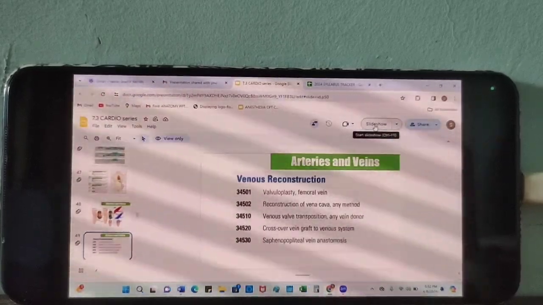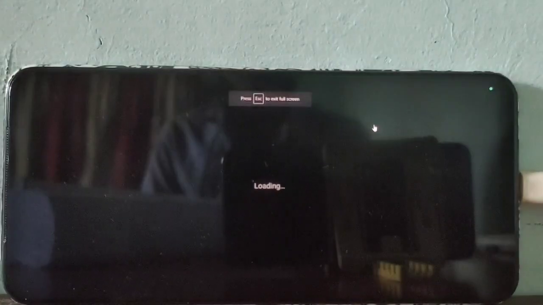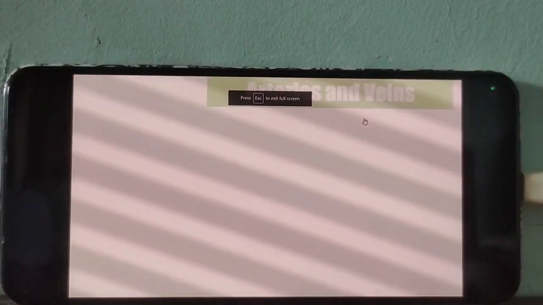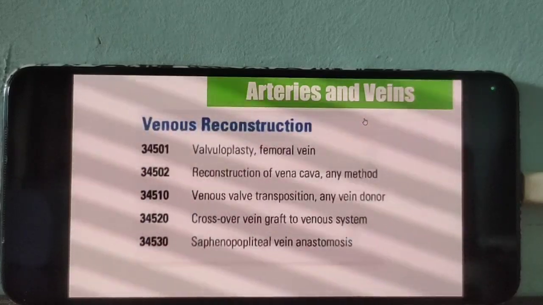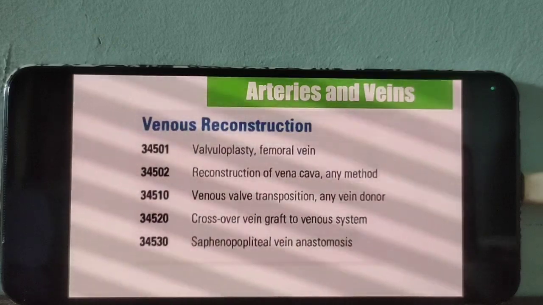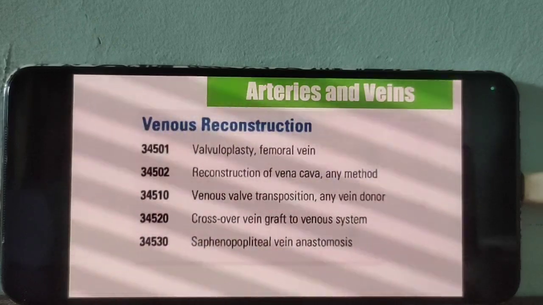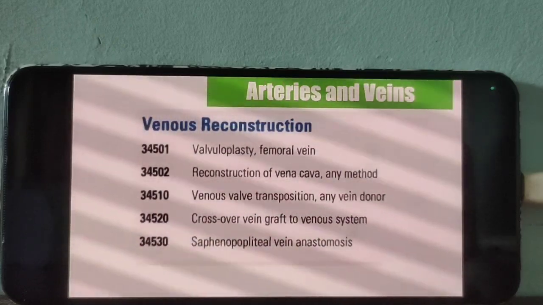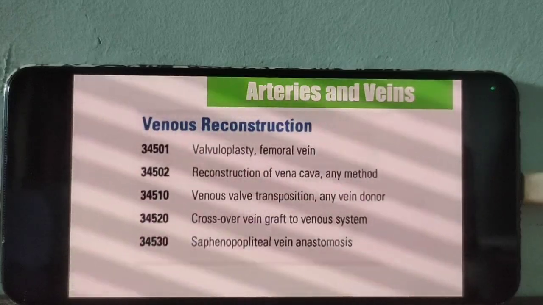Okay, guys, did you understand the procedures now? Did you understand the procedures? Okay. Valvular flaccid means the doctor just makes a suture. Suture at the wall, go for 501. That's it.